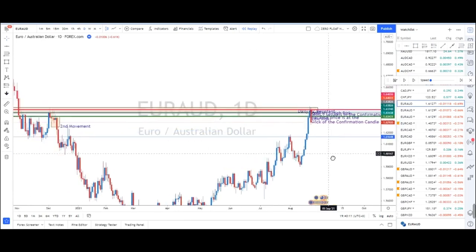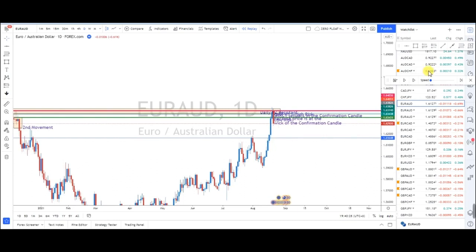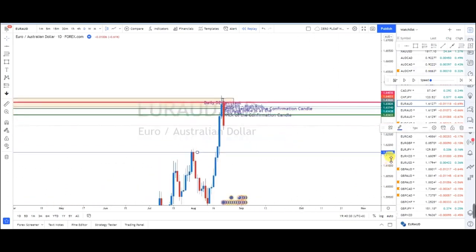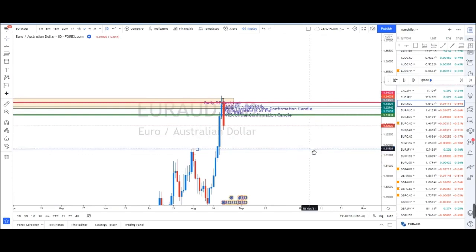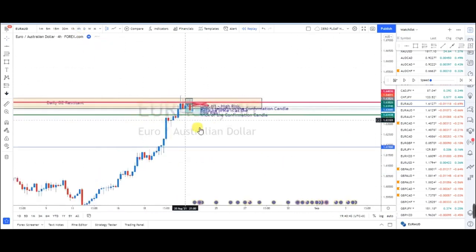Why? Because the broken resistance hasn't been tested yet on the daily time frame. So this is a previous resistance break, candle break. Then price will come and retest this as a new support. So we're going to make it higher. Let's say 1.61648. I'm going to make it slightly higher because of spread. So I'm going to exit at 1.619.